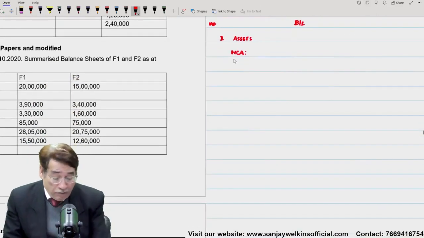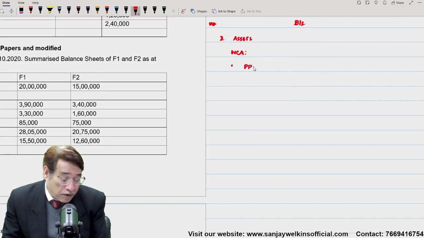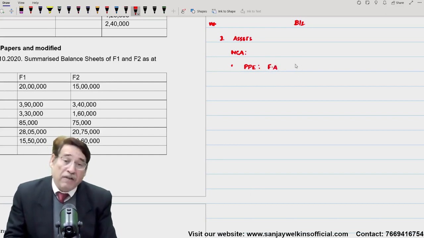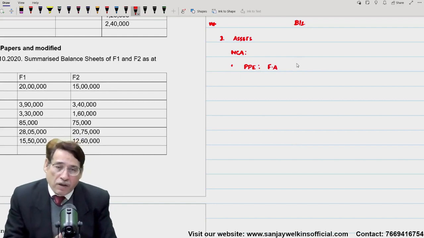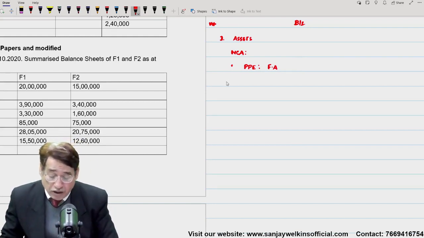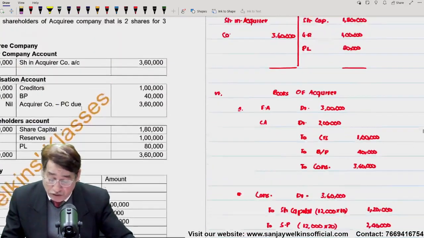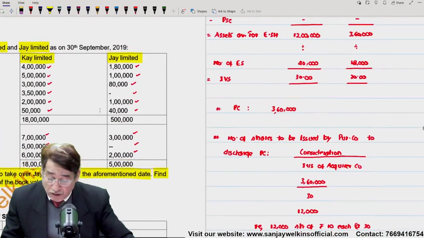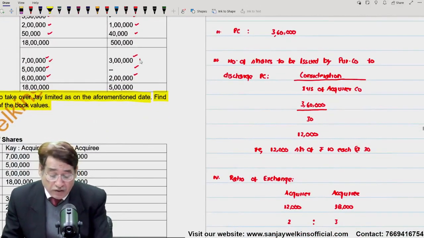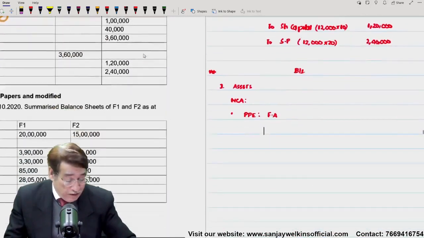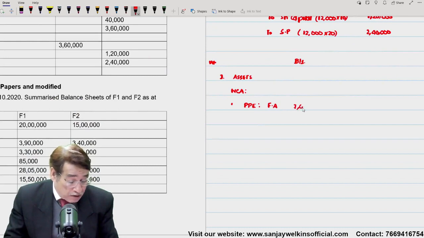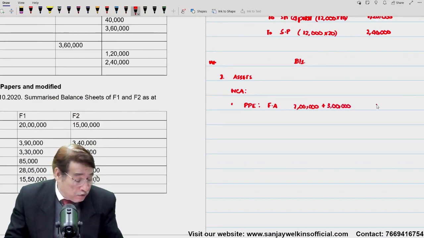Under the non-current assets, what am I going to write here? First of all, because in this question we are being given fixed assets, I will write the fixed assets of the acquirer company and acquiree company. Is it clear to you? For example, I will have to look into the balance sheet in this particular question. Now, you can see fixed assets are 7 lakh and 3 lakh. So all I have to do is to simply add them. Fixed assets 7 lakh plus 3 lakh is equal to 10 lakh.